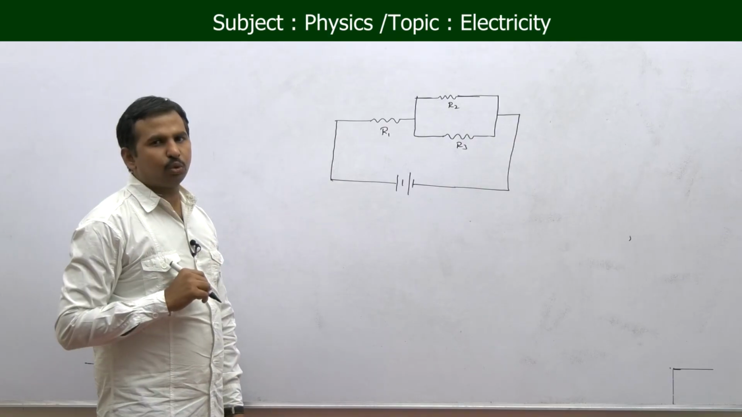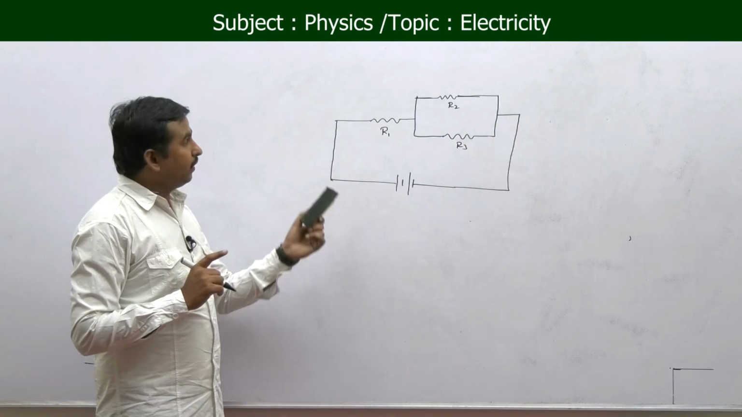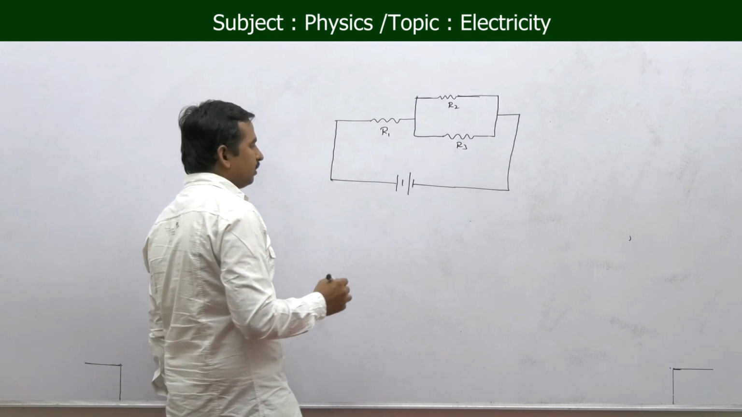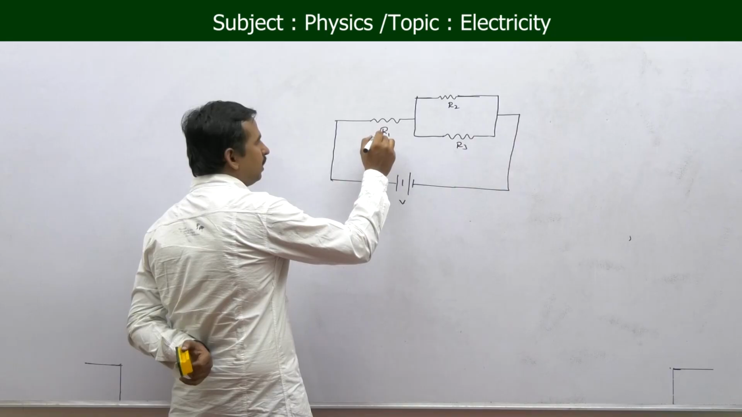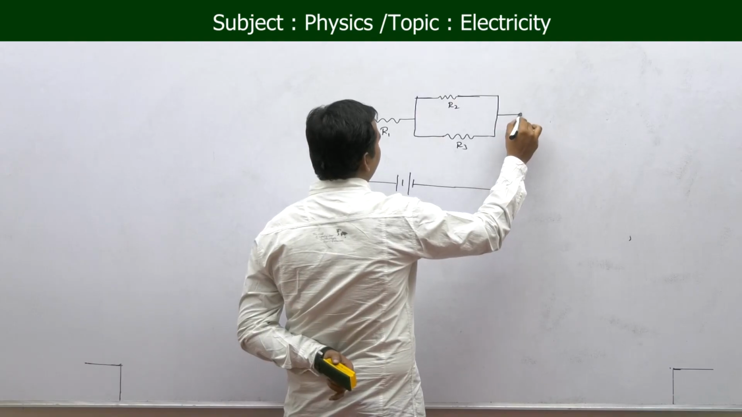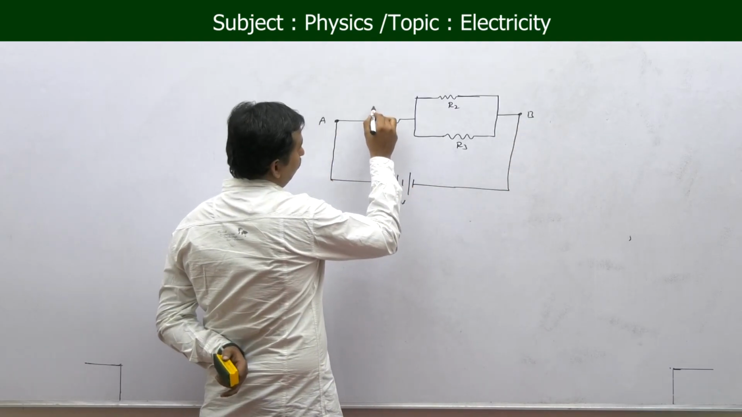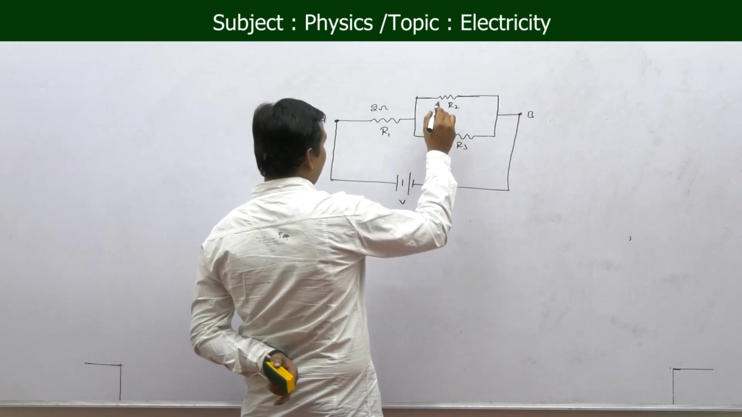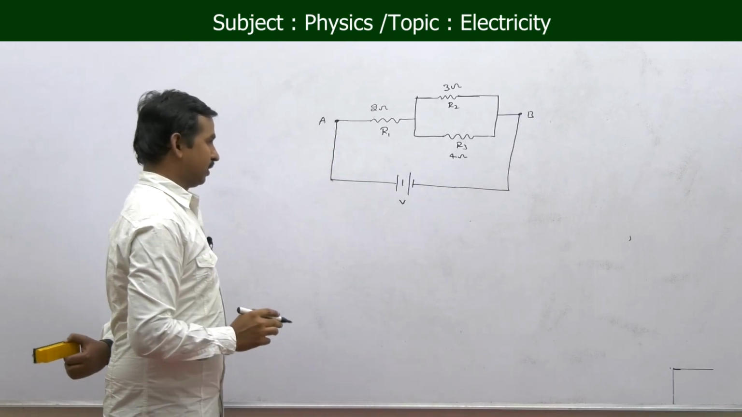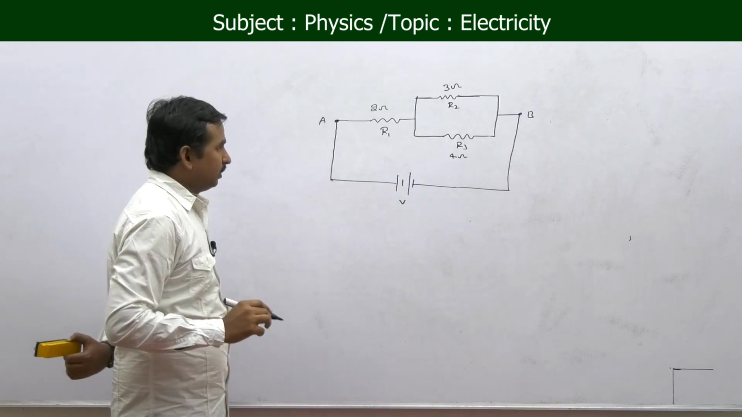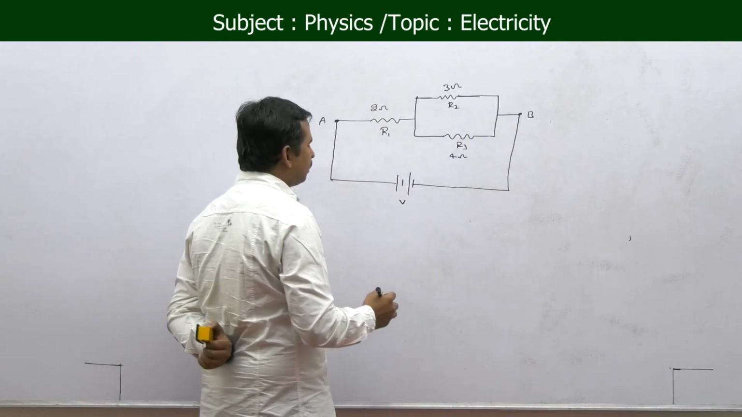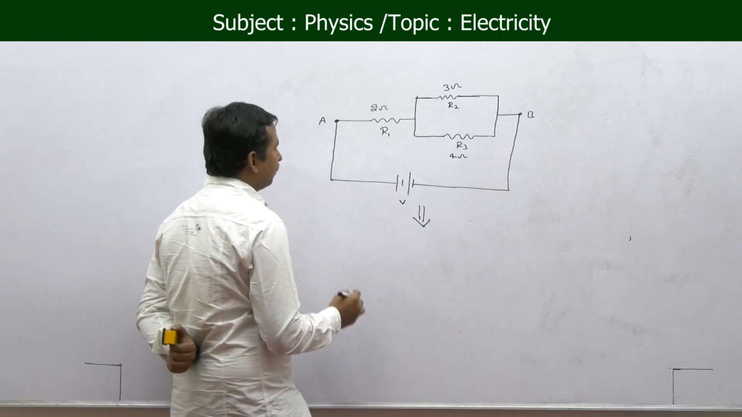R2 and R3 are in parallel, whereas R1 is in series with R2 and R3. Now let us suppose I want to find the equivalent resistance between A and B. R1 is 2 ohms, R2 is 3 ohms and R3 is 4 ohms. At first, as R2 and R3 are in parallel, we can change the connection like this.